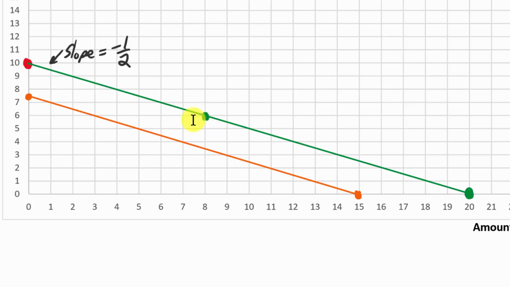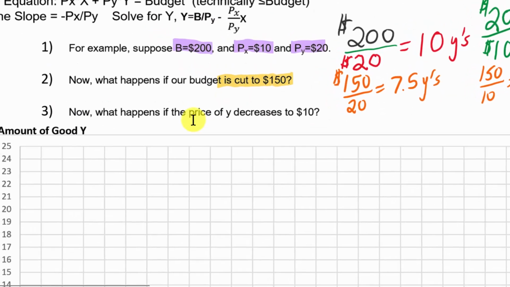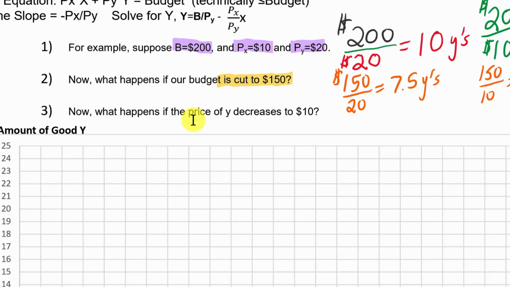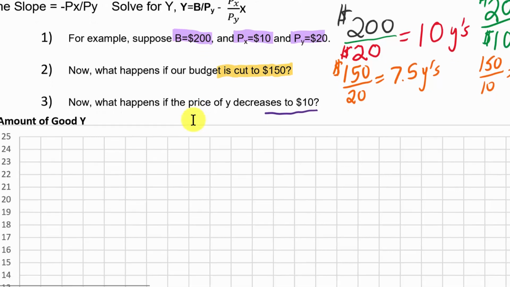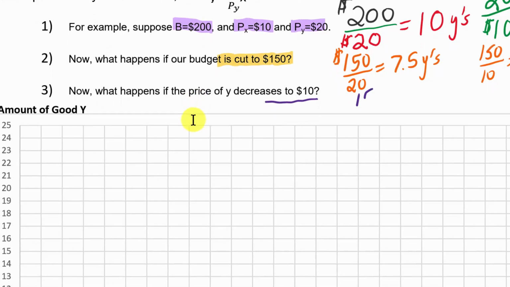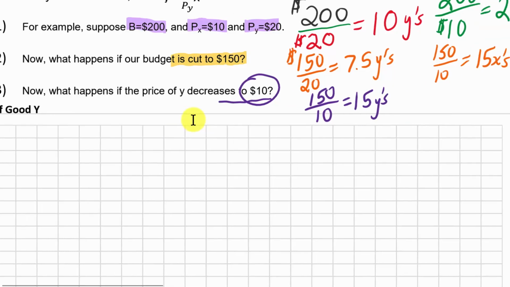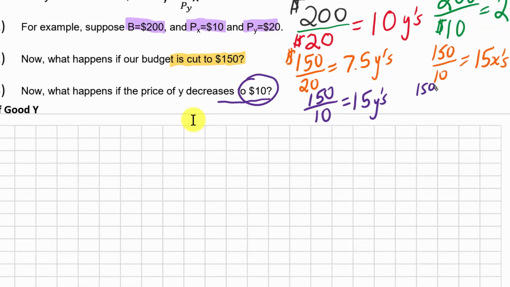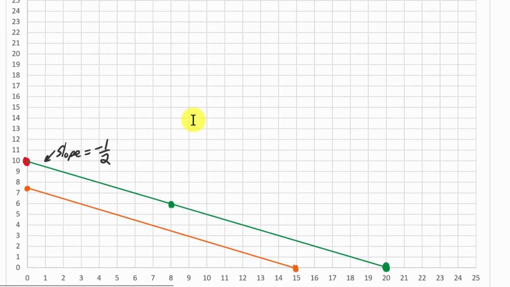Okay, let's graph one more budget line here. What would happen if now we have $150, but we decrease the price of y to $10? All right, well now we're going to take our $150. We're going to divide it by the price of y, which is now 10. And that says that we could afford 15 y's, twice as many. And we take our $150 and we divide it by $10, which is still the price of x, and we could afford 15 x's. Let's label those 2 points down here, connect them.